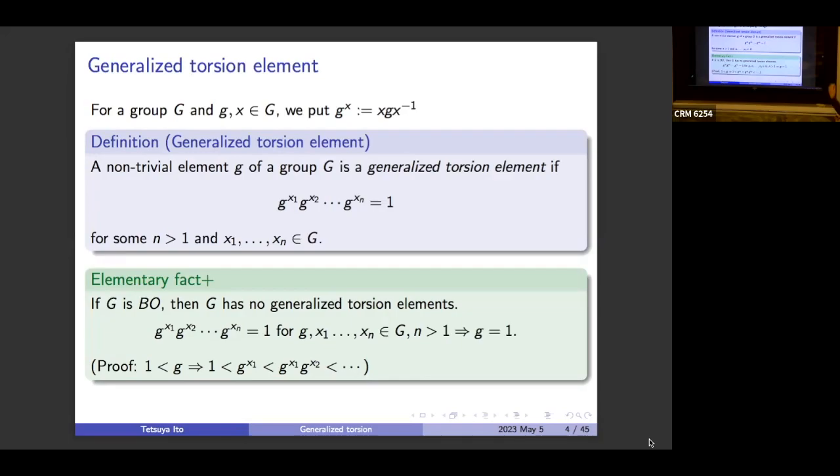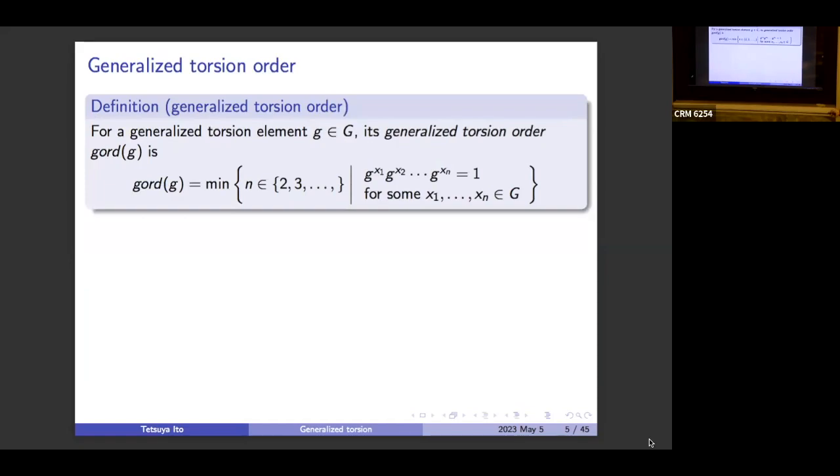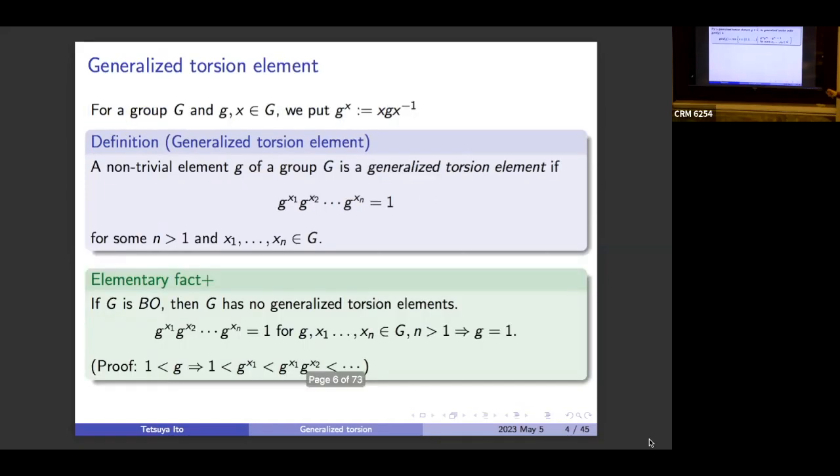Again, the proof is similar. Assume that z is greater than 1. Since this is a bi-ordering, taking a conjugate, it remains that the conjugate is still greater than 1. So the product of conjugates of z is always greater than 1. So bi-orderable groups have no generalized torsion element. And of course, this equation says that the generalized torsion element is a generalization of torsion element.